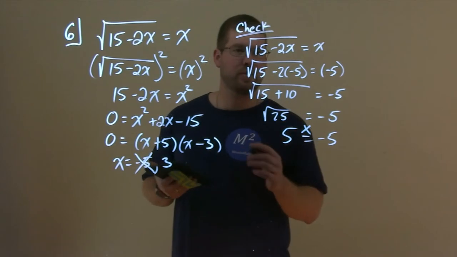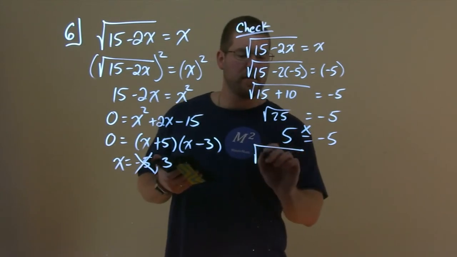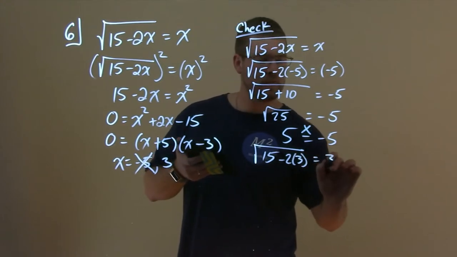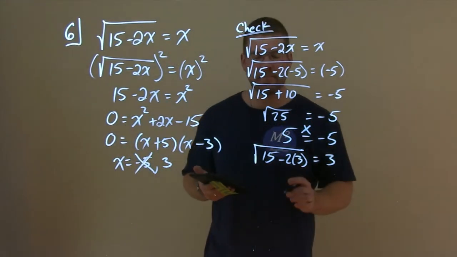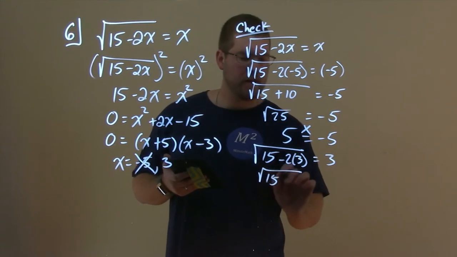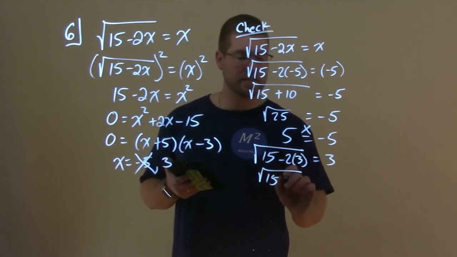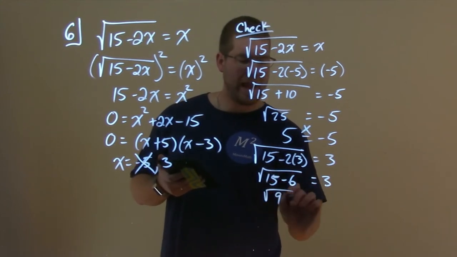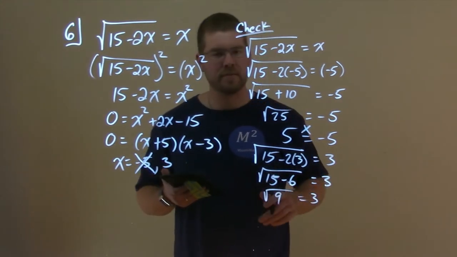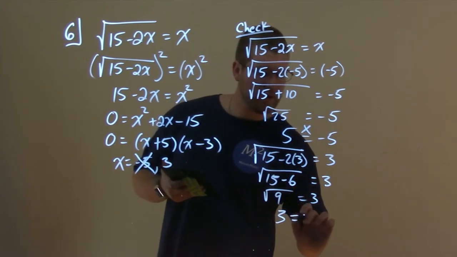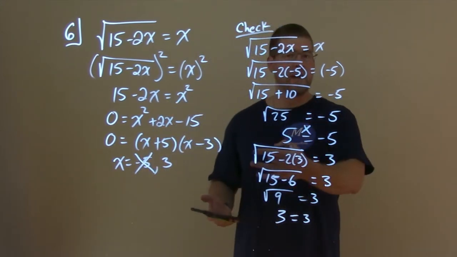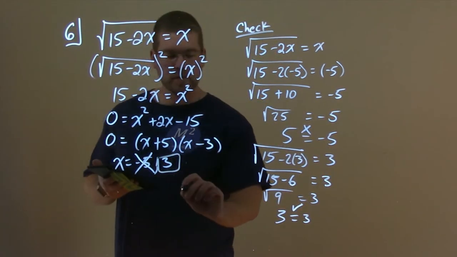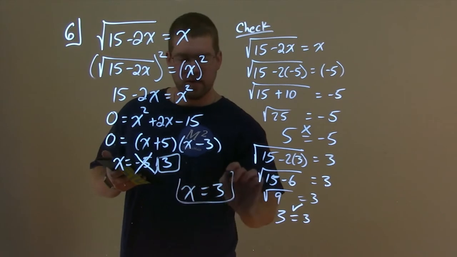Okay, check x equals 3. Same process. The square root of 15 minus 2, I'll put a positive 3 in for x here, equals 3. Let's see if these are equal. Square root of 15 minus, what is it, 2 times 3 is 6, so minus 6 equals 3. 15 minus 6 is a good old 9. So we have square root of 9 here. Square root of 9, positive 3, positive 3. Are they equal left and right hand side? Yes, they are. Check. So 3 is the only solution here. So x equals 3 is the only solution.